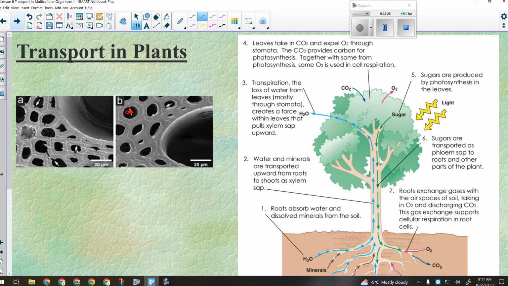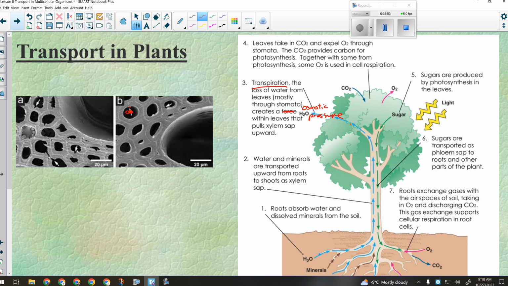That's all caused by transpiration, the loss of water through the leaves. It says force here, but it's really osmotic pressure that pulls xylem sap upwards. The tubes that carry the water are called the xylem. So we have osmotic pressure pulling water up the xylem, which is the tubes that carry the water.